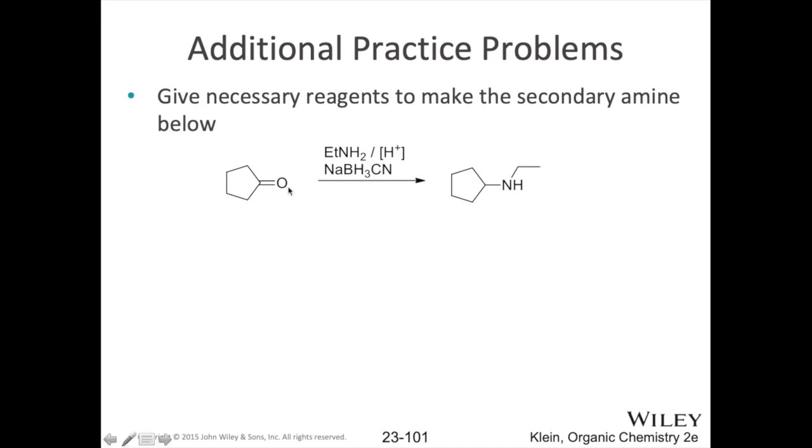Now, actually, since this is a secondary amine we're making, we would start off with a primary amine containing that group that we want on there. In this case, an ethyl group, or this alkyl group, I guess, not really a functional group per se. But yeah, that's it. Basically, you'd use this primary amine and do a reductive amination to get this secondary amine.